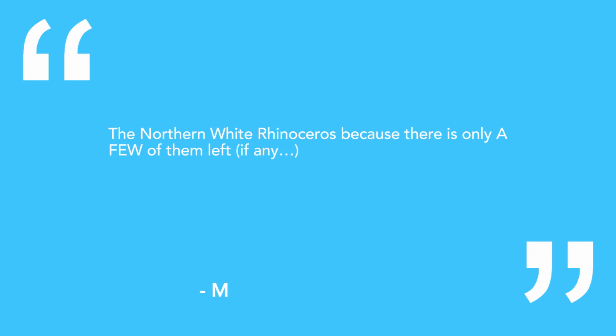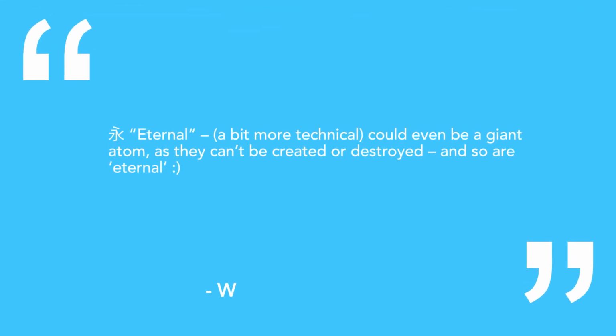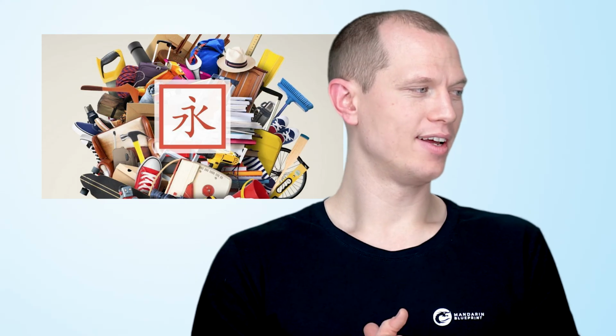No, just few. Sorry. It says the northern white rhinoceros, because there is only a few of them left. That's both very sad and very memorable. William Edmides on pick a prop for Yong, which means forever, eternal. And he says a bit more technical, could be a giant atom. We all know what that looks like from school, don't we? As they can't be created or destroyed, and so are eternal. That's cool. Didn't know that.